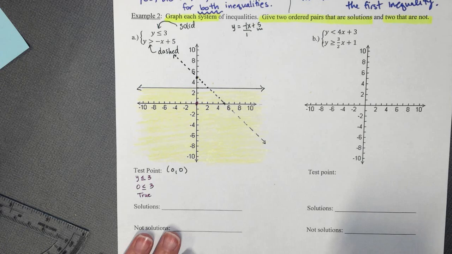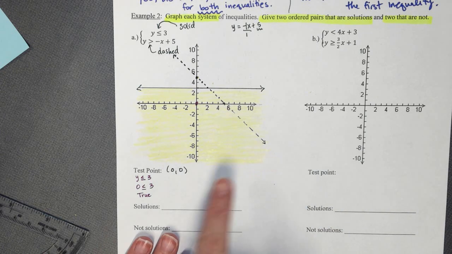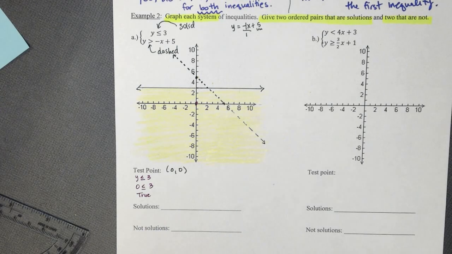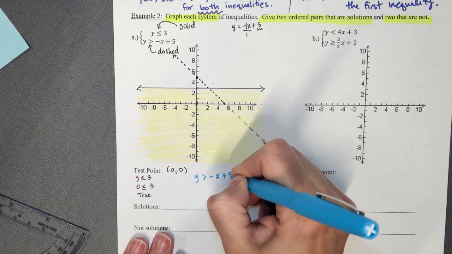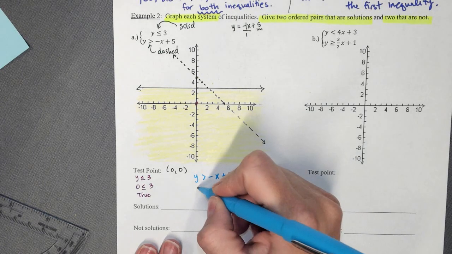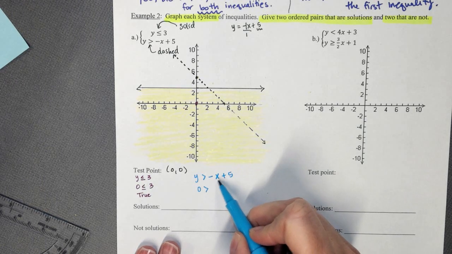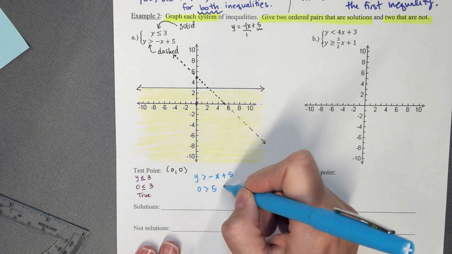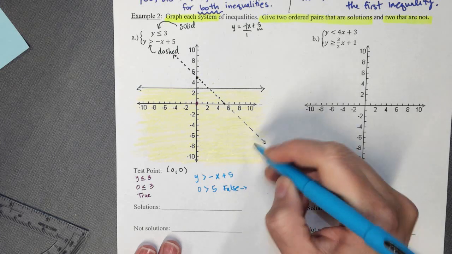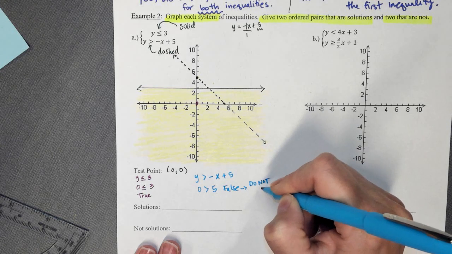Okay, so now what we're going to do, we're going to use the same test point, but we're going to do it for the second one. So if you have y is greater than negative x plus 5, and you plug in 0, 0, what's negative 0 plus 5? Because you really can't even have negative 0, can you? It would just be 5, right? Good. Okay, so is 0 greater than 5? No, false. So if it's false, you do not shade 0, 0.